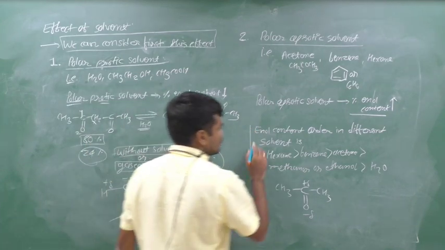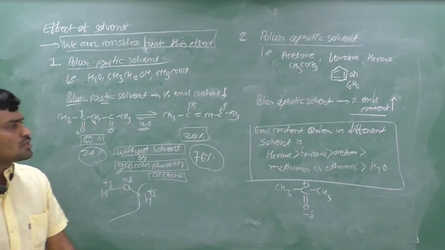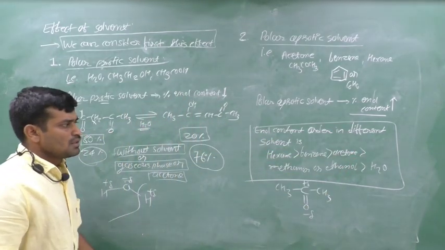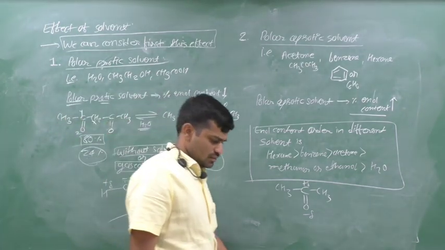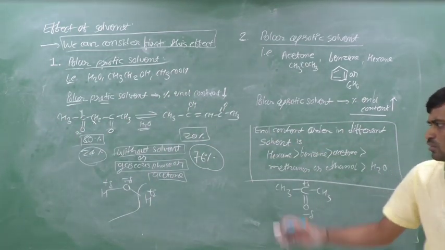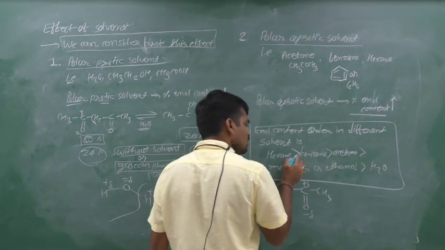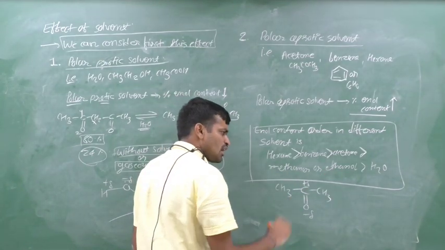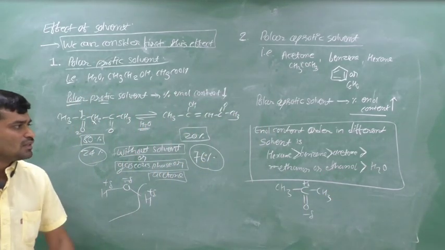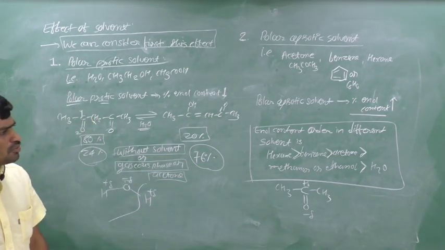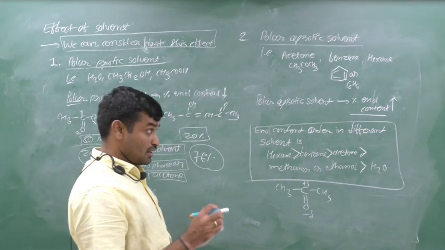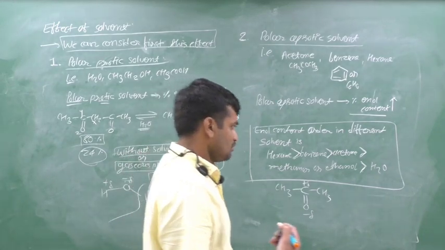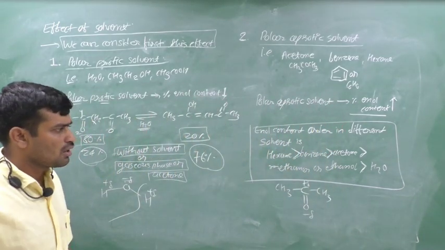We can have some order of enol content in different solvents. Taking different solvents, the order is: hexane gives the highest enol content, then benzene, then acetone, then methanol or ethanol, in general alcohol, and then H2O. Clear? This order is very important from the point of view of MCQs.